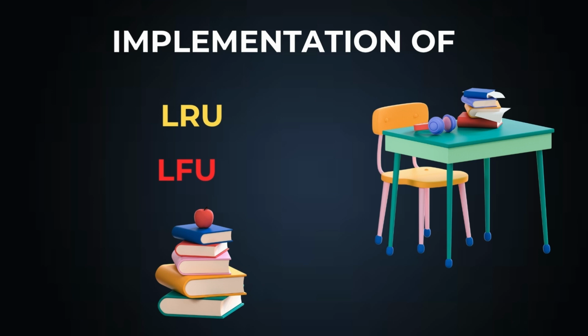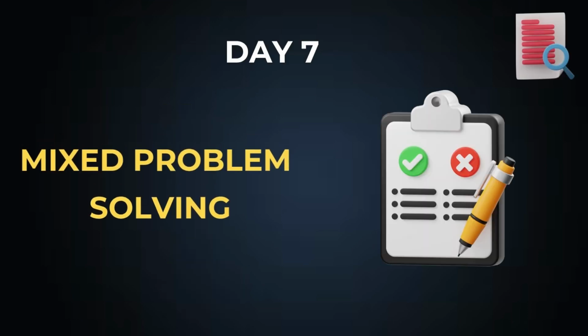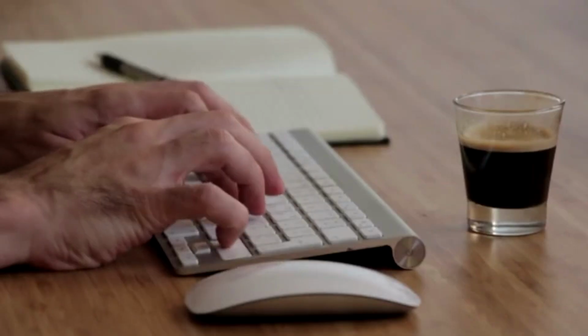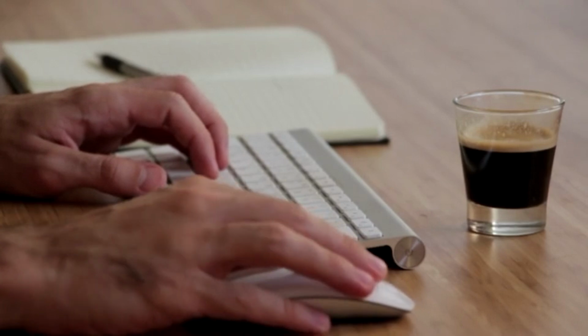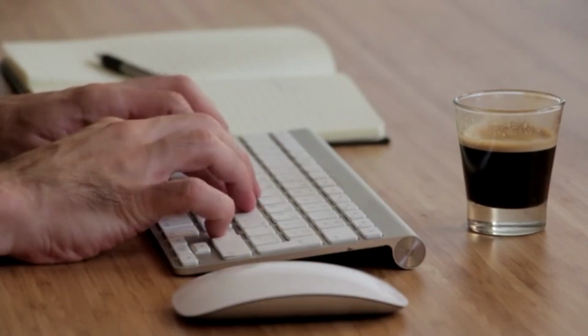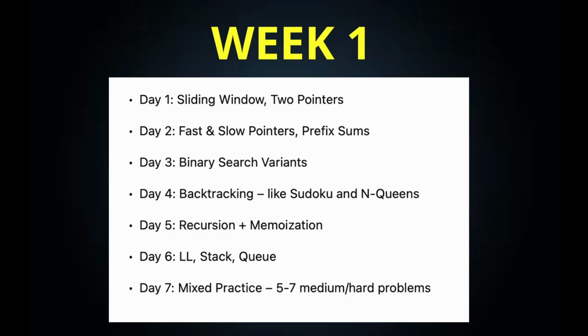And finally, day 7 will consist of mixed problems. Whatever problems we have solved within the previous 6 days, pick up random 5 to 6 problems and try to solve them within 30 minutes. Now let's summarize what we need to do in week 1, that is pattern based revision.